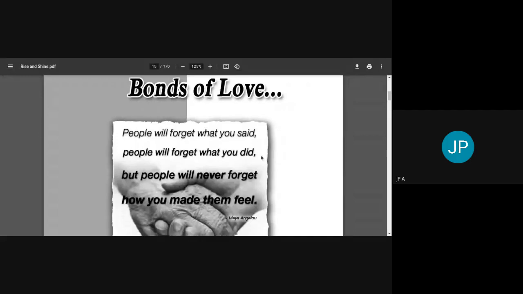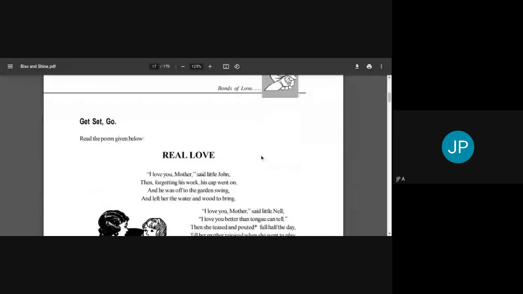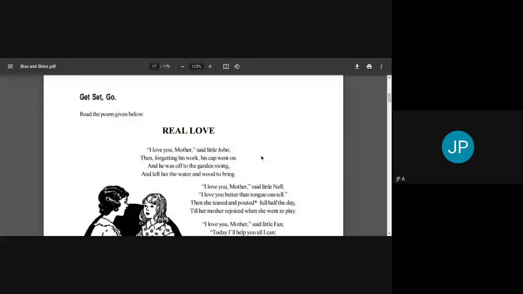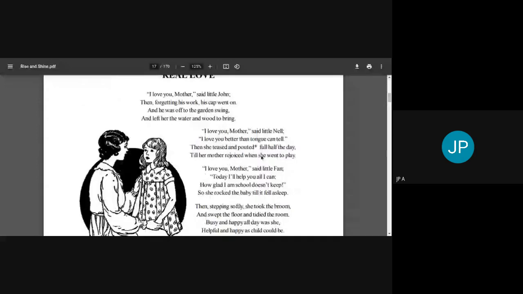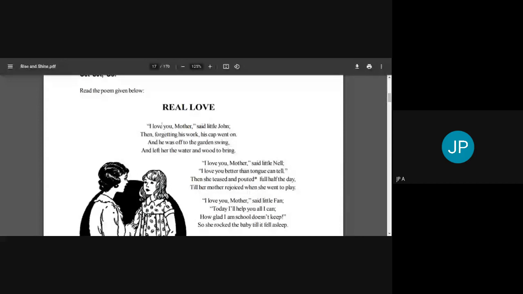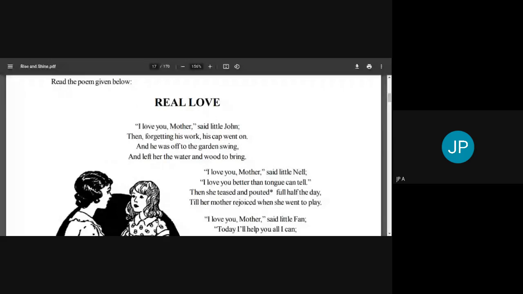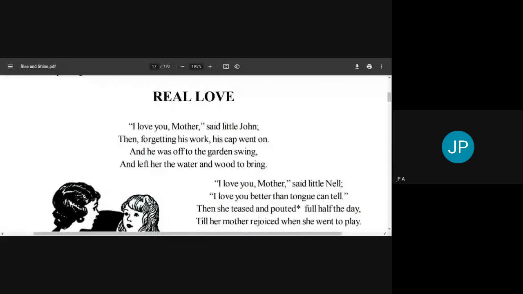So next, before we go into the actual text, there is a small poem which will lead us into the theme of relationship or love. There are three kids in this poem. Let us look at the talk. The children are talking to the mother. They are telling something to the mother. So that is the theme of this poem. Let us read that poem.